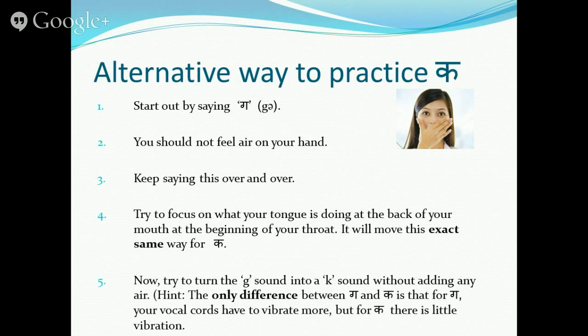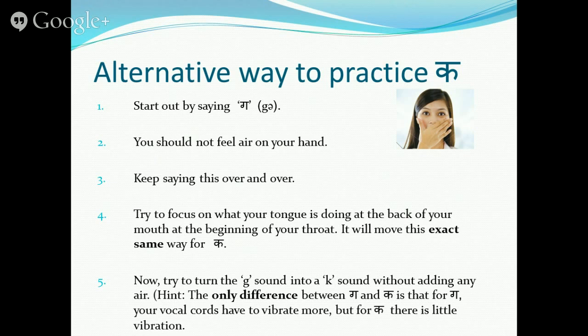Second method, here's an alternative: start out by saying G. Remember, we learned this letter a while back, and you shouldn't feel any air on your hand when you say this. If you feel air on your hand, then you can't use this method. Start saying G over and over, and as you're doing that, focus on what your tongue is doing in the back of your throat, what your throat is doing, what your lungs are doing. How is it different than when you say kill and cool, than when you say ga, ga, ga?